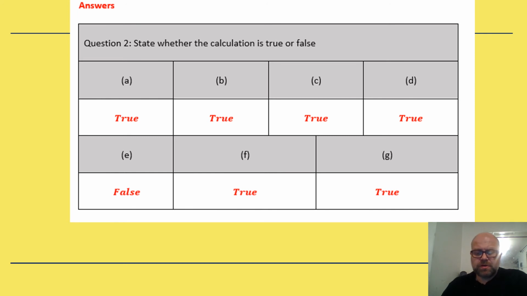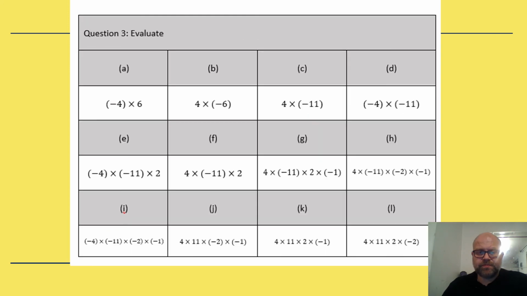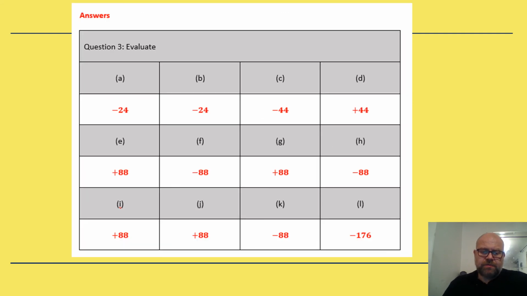Okay, so mark your work. Again, if there's any corrections you need to do, make sure you understand where you went wrong. So now, there's that word evaluate again. So this time you have to work out an answer for these questions. I'll pause the video again and do these ones. Okay, hopefully you got these all correct, and hopefully you understand the rules about negative numbers.